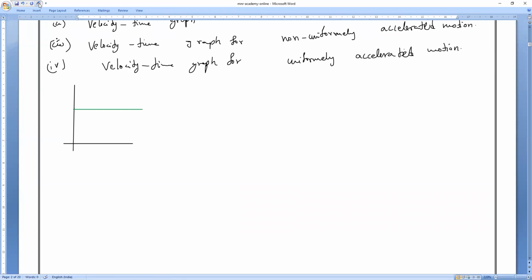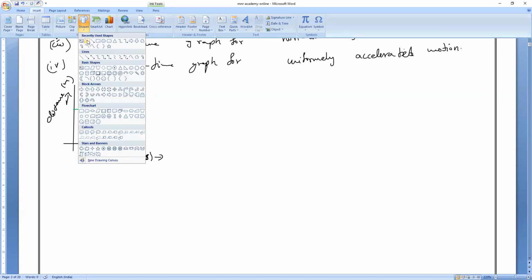So here what will come? This is the x-axis. Time will come. And here what will come? Distance. Distance in meters. Next, fast. First graph over. Second graph.